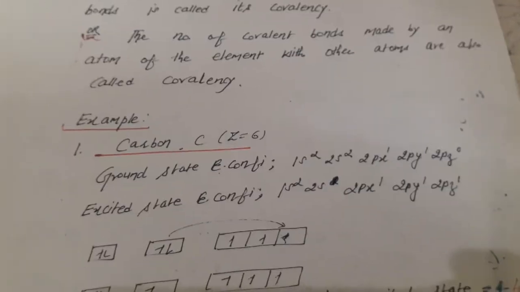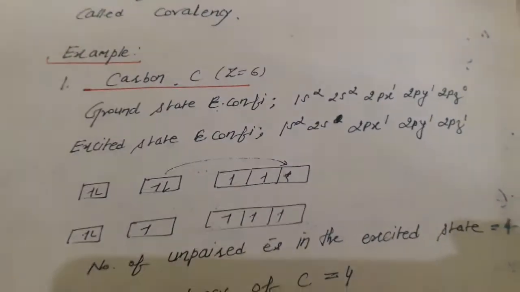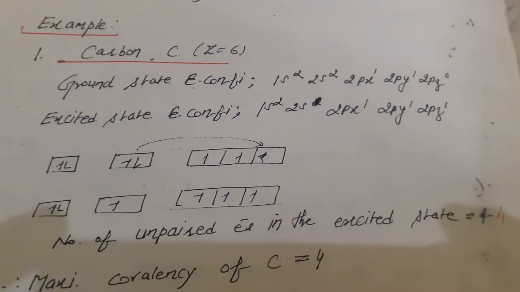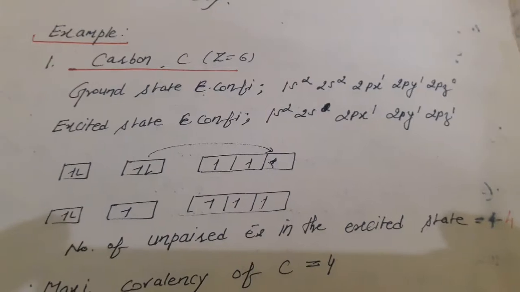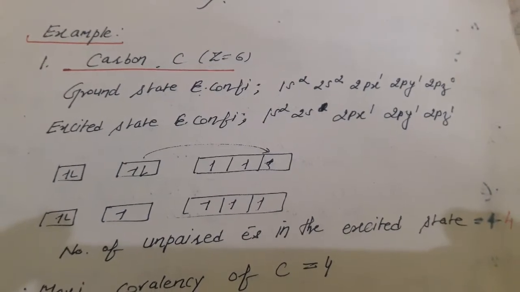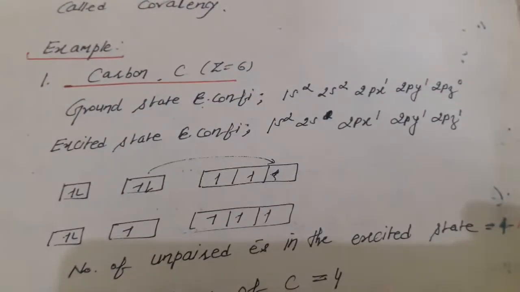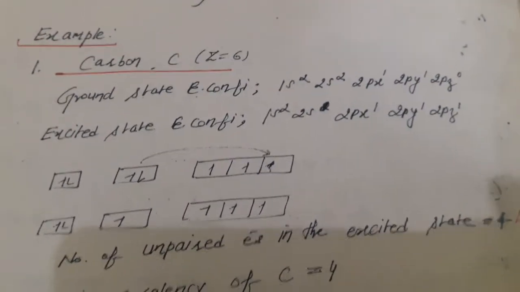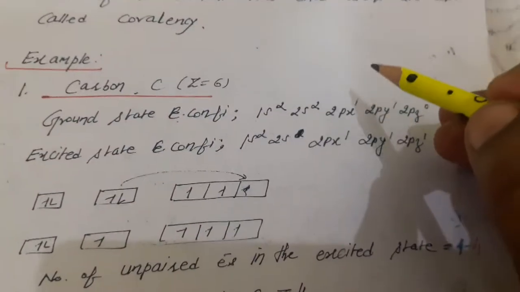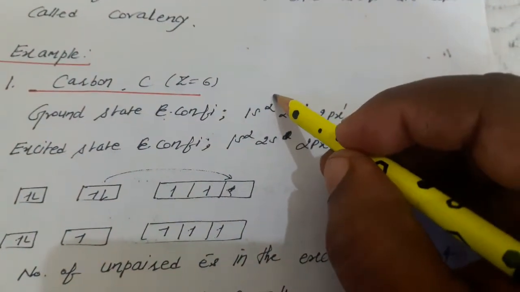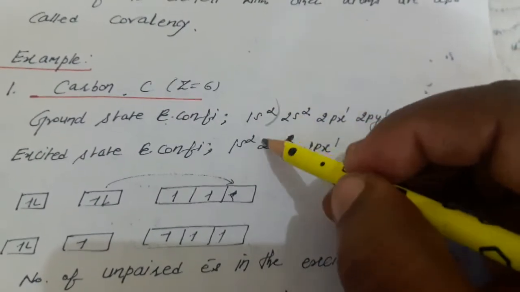For this, first we are taking carbon, especially from the p block elements. In carbon, the atomic number is 6 and its ground state electronic configuration is 1s2, 2s2, 2px1, 2py1, 2pz0. You can take the configuration of the valence shell only, so you can ignore this configuration.